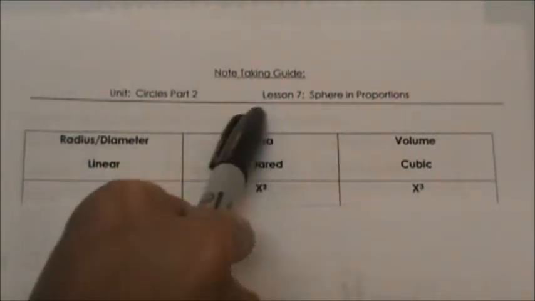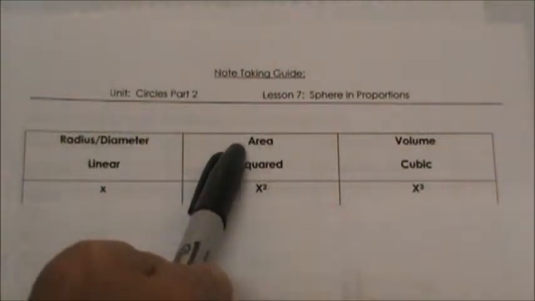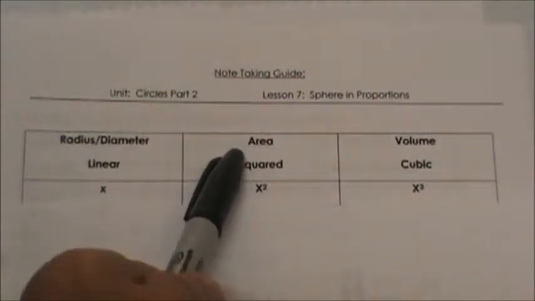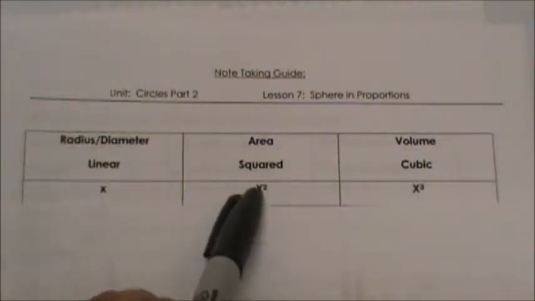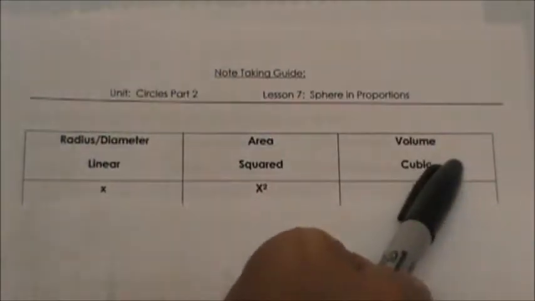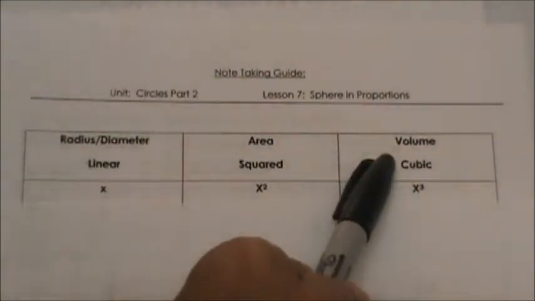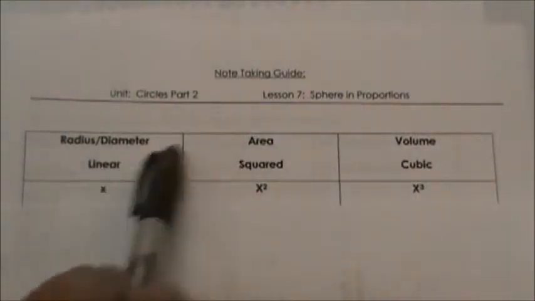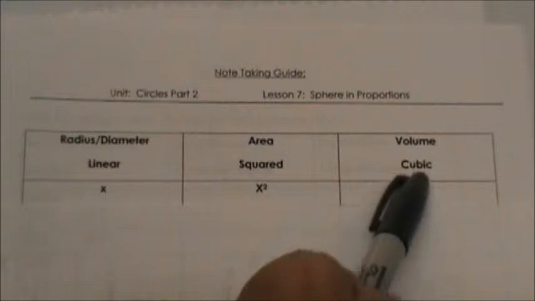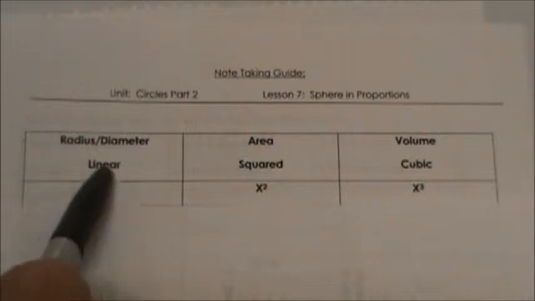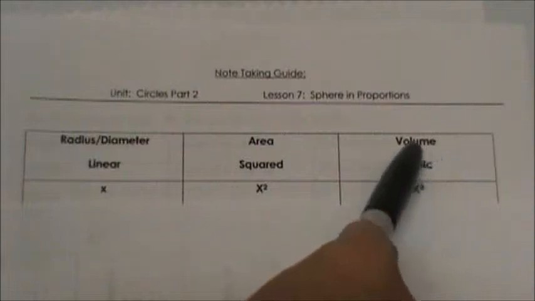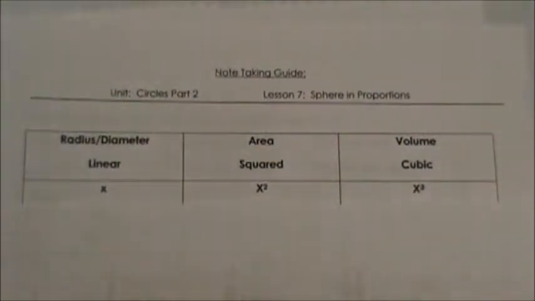If we're finding the area of a circle, or in this case a sphere, surface area, we will square to find the area because it's two-dimensional. But when you find the volume, you're going to cube your radius or diameter, your linear measurement. So the relationship is the linear measurement is always the radius and the diameter. The area is always squared, and the volume is always cubed. So how does that relate to two spheres?